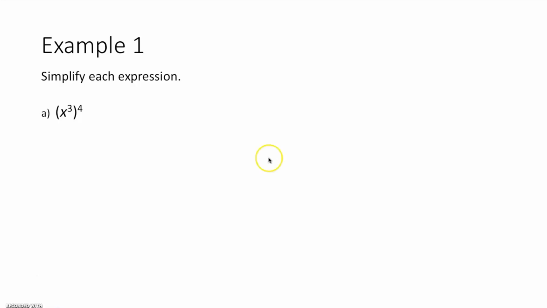Example time. Example 1 says simplify each expression. So we have x to the third all raised to the fourth. So what we want to do is, since it's a power to a power, we multiply those two numbers together and we end up getting x to the 12th.